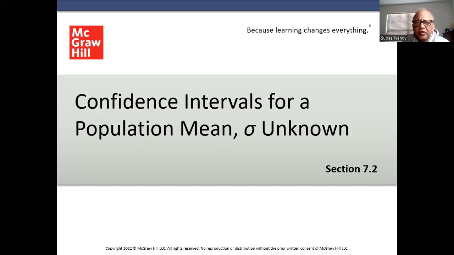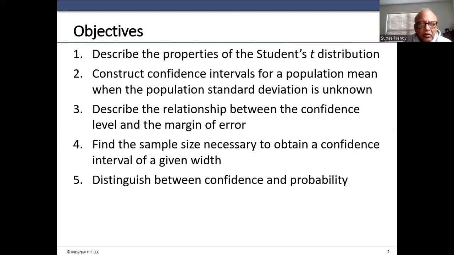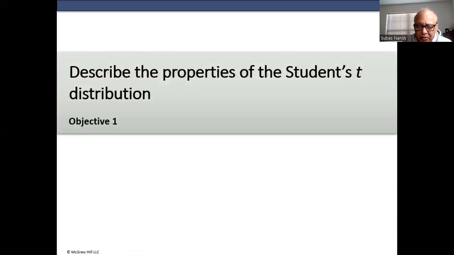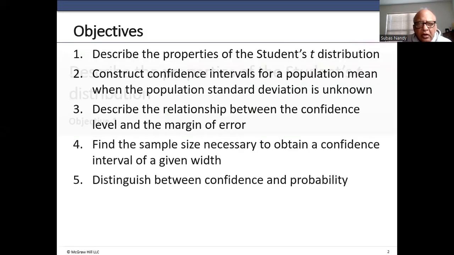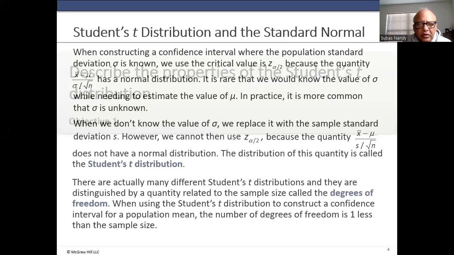So this is confidence intervals for population mean, population standard deviation unknown. Describe the properties of students' t distribution, construct confidence interval for a population mean, describe the relationship between confidence level and margin of error, find the sample size necessary to obtain a confidence interval of a given width, distinguish between confidence and probability. So describe the properties of students' t distribution.